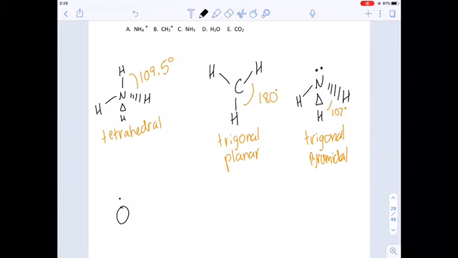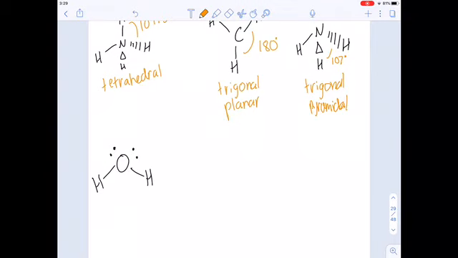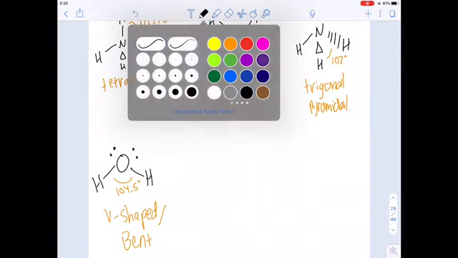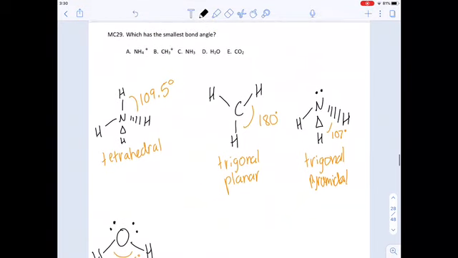Okay. And then H2O is going to look like this, and this is going to be considered V-shaped or bent. And this is going to have a bond angle of 104.5 degrees.